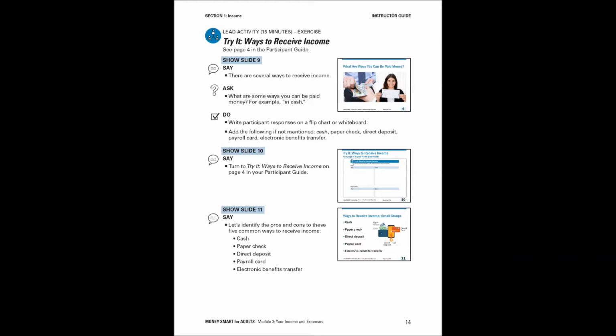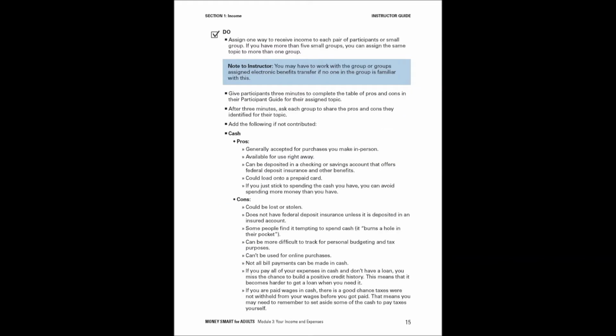So in slide number 10, you're showing the slide of what they see in their participant guide of how they can start to think about these particular areas, because we're going to actually do a pros and con list. And so slide number 11, you're giving instructions on these 5 categories, 5 common ways to receive income, and you'll want the participants to brainstorm pros and cons of each.